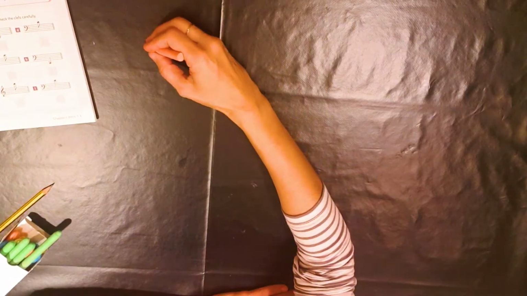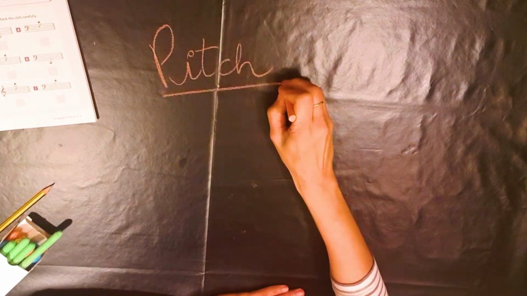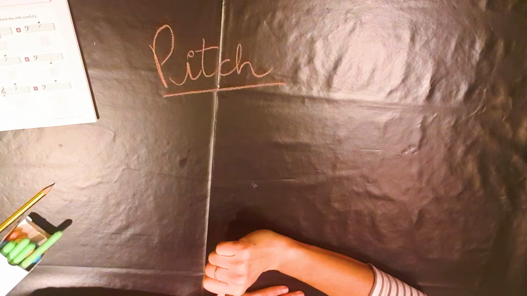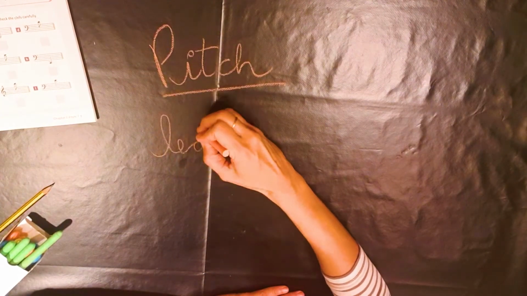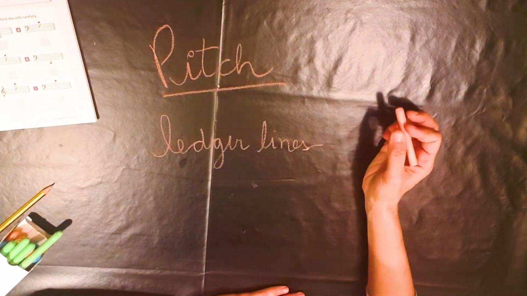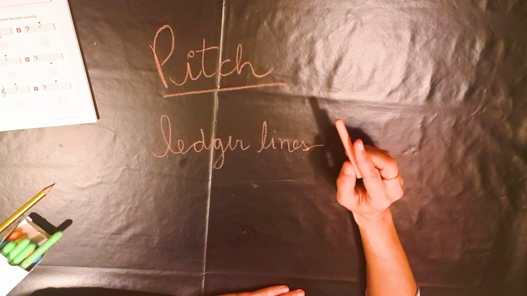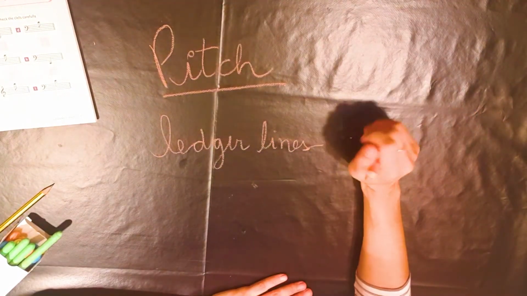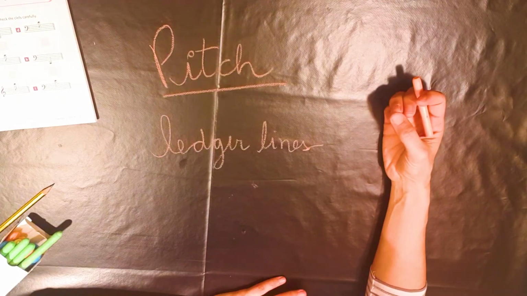Let's go. Our first chapter from the Grade 2 book is about pitch. And today we're going to talk about ledger lines. We briefly talked about ledger lines in Grade 1 when we talked about middle C. Middle C is placed on a ledger line. But what is a ledger line? Ledger lines are extra lines on the stave.